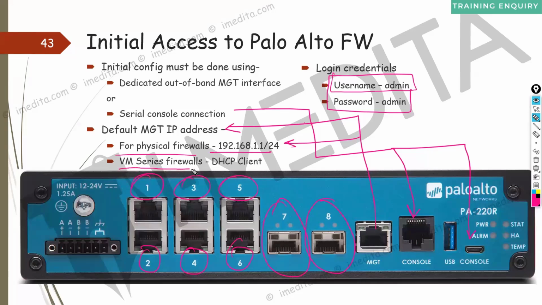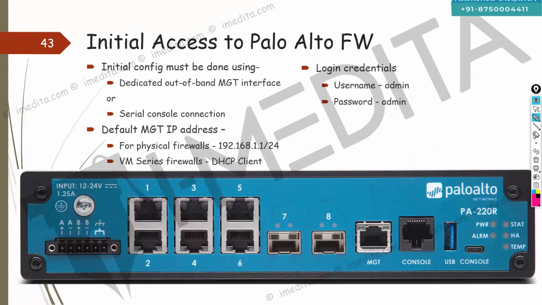And by default, the physical firewall IP address is 192.168.1.1. If you are using a virtual firewall, it is by default enabled with a DHCP client. So either DHCP will provide the address, or you can configure it yourself. By default, the username is admin and the password is also admin. Clear? Okay.